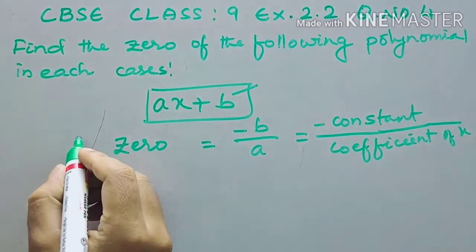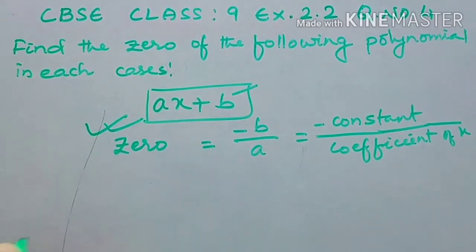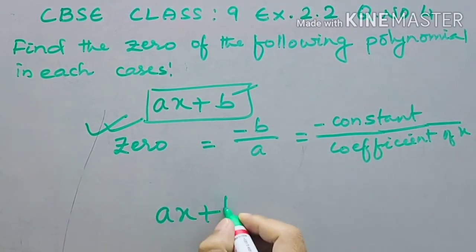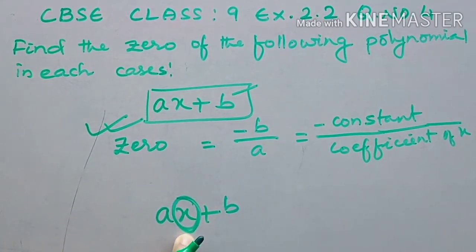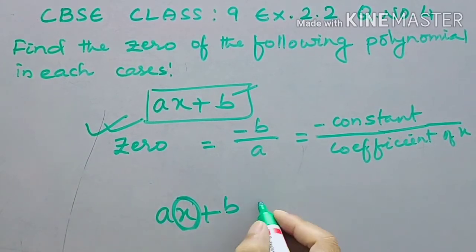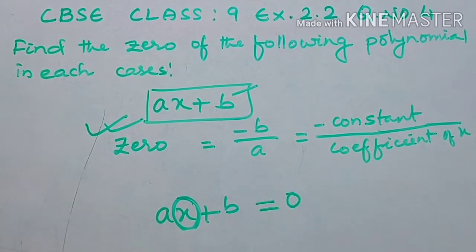And another method, if you don't want to apply this one, suppose you have forgotten this one, what you are going to do is, whatever the polynomial given, it is a linear polynomial now, we want to find the zero of this polynomial. The zero of the polynomial is nothing but the x value we want to find out. When the x value is applied in the polynomial, it should become 0. Understand? That x value, the value of the variable, is called the zero of the polynomial.